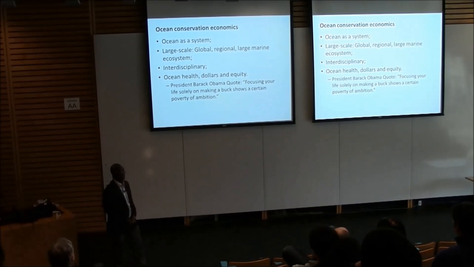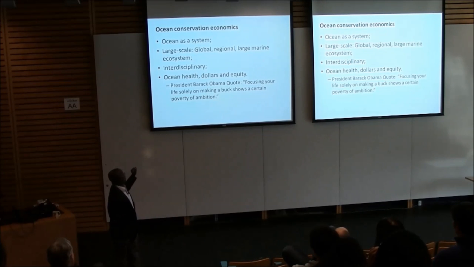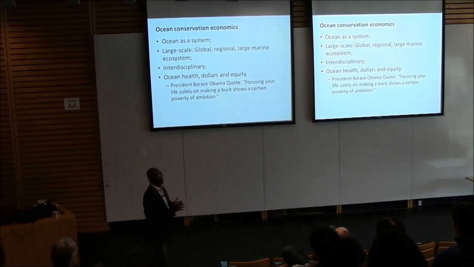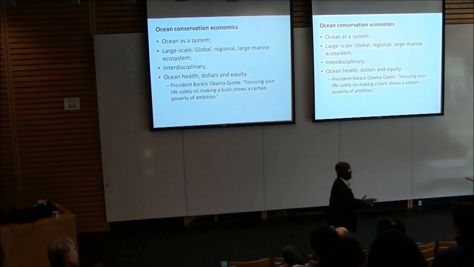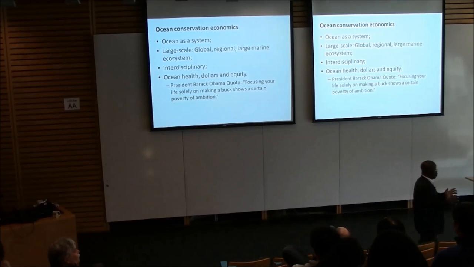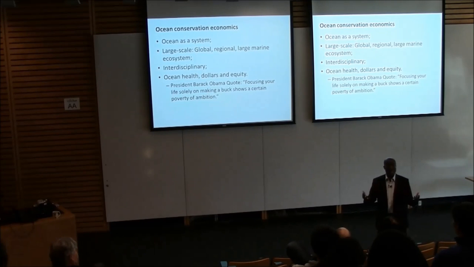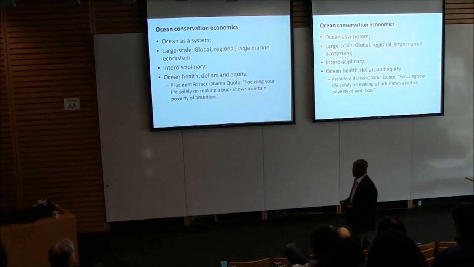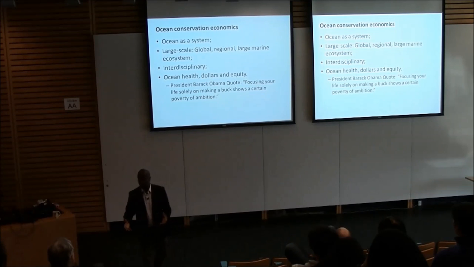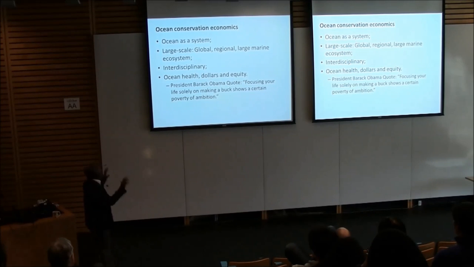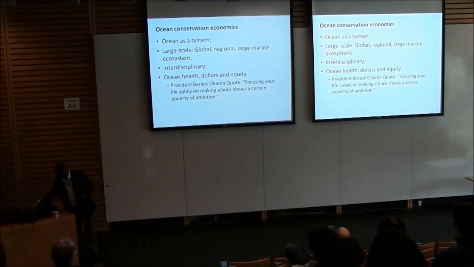I just saw this quote from the president himself, and he says, focusing your life solely on making the buck shows a certain poverty of ambition. Isn't that beautiful? Well said. He said more. This is just enough. So making an ocean just to sell us our dollars and our economies is a poverty of ambition. There are bigger things. You have to maintain the ecosystem. You have to think of who gets the money. So you have to think of the money, of course, but it shouldn't be solely. So that is my economics. That is what 20 years has led me to.